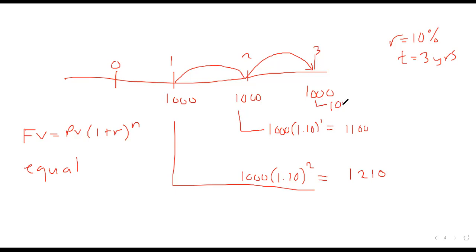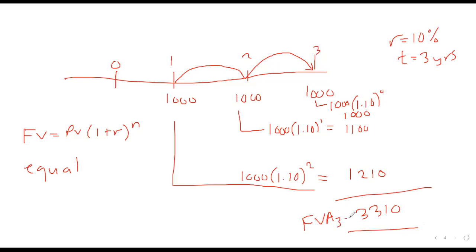But if I want to show you the working, the same thing, 1,000 times 1.10 to the power 0, remains 1,000. So when you total this up, we're going to get 3,310. This is what is called the future value of an annuity, FVA. Future value of an annuity for 3 years. It's a series of equal periodic payments.